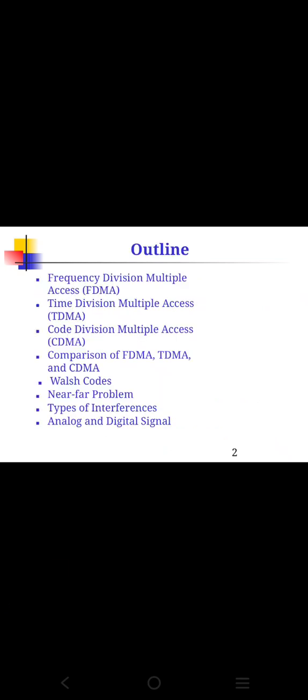We have a number of different ways to allow access to the channel. These include mainly frequency division multiple access, time division multiple access, code division multiple access, and space division multiple access. Mainly we are accessing using these division multiple access techniques, that is frequency, time, code, and space. This is the outline of the content we are going to share.